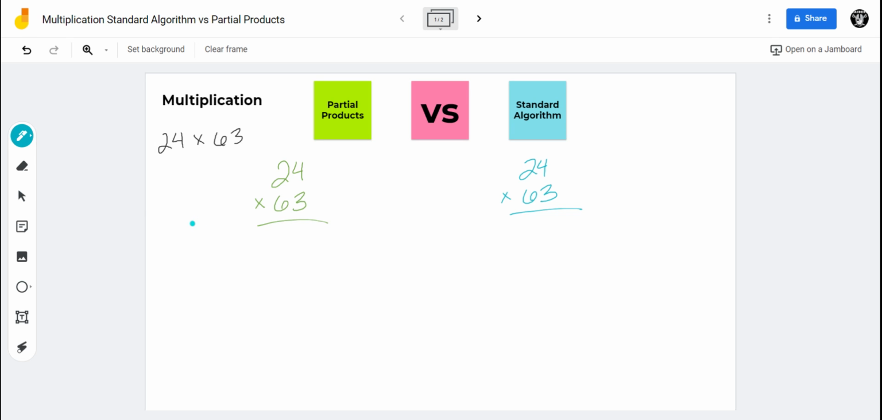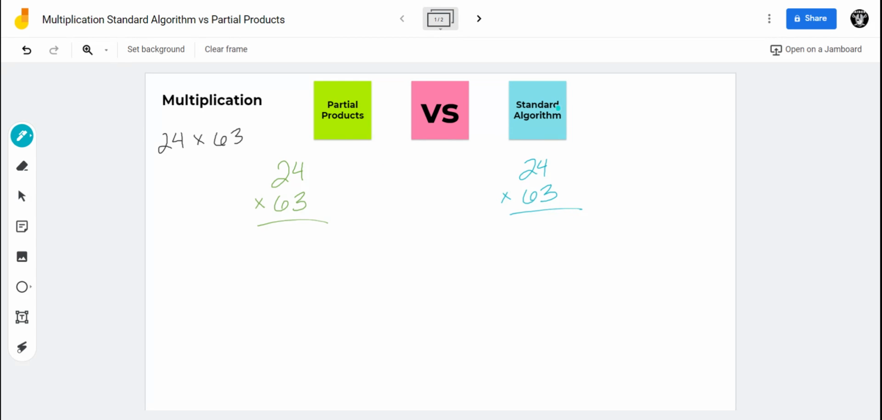Okay, students, today we're going to talk about multi-digit multiplication, two-digit by two-digit, okay? And we're going to talk about partial products versus the standard algorithm. So we're learning how to do the standard algorithm of multiplication now, and we want to relate it to the partial products method of multiplication. So I'm going to do both on this video for you. Let's see how it goes.